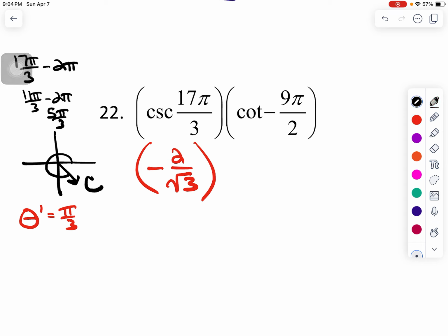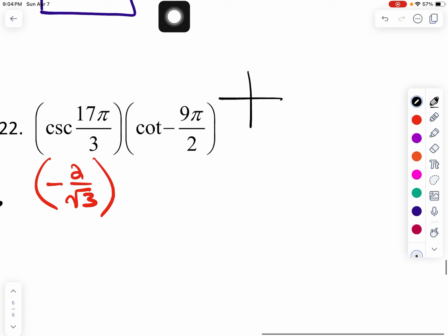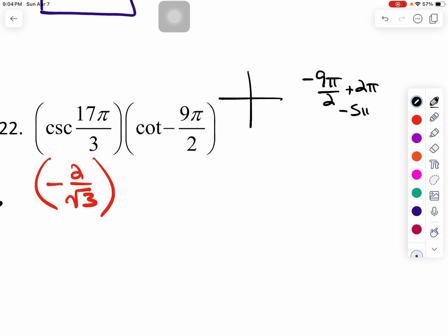Now I'm going to deal with cotangent. So cotangent here, now I've got negative 9 pi over 2. And again, there are going to be a lot of rotations here that I'm not sure I want to deal with. So if I take, where can I work here? I've got some space over here. So negative 9 pi over 2, and I add 2 pi. Let's see what happens when I do that. So negative 9 over 2 plus 2 is going to be negative 5 pi over 2. Let's add another 2 pi to that.